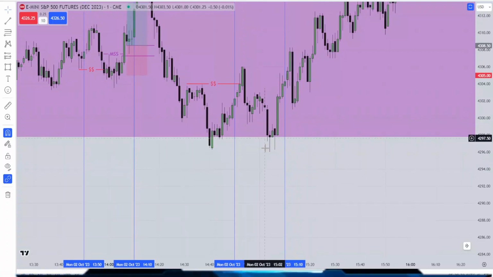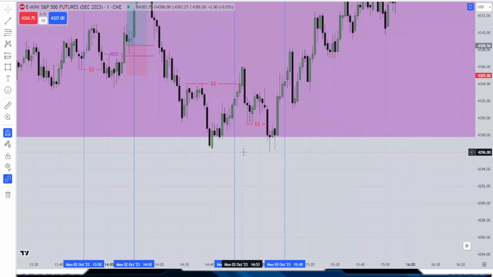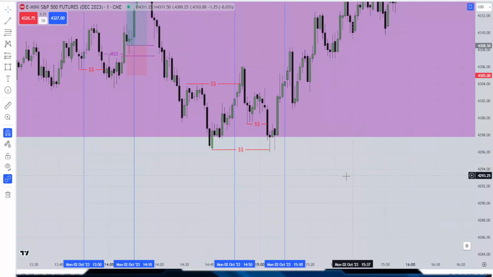So when I saw this move, I didn't see any kind of market structure shift over here, okay? So I actually take this as my liquidity taken. And also if you see from here, it actually went below this low. So you can mark this one as your liquidity taken, as you wish, okay?